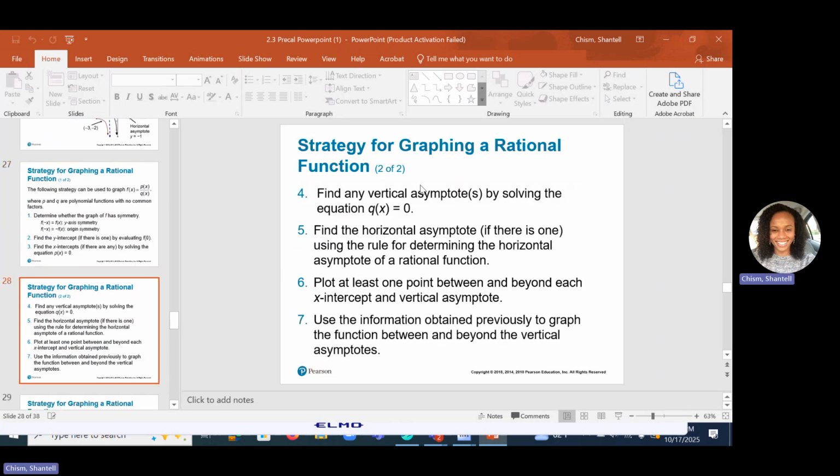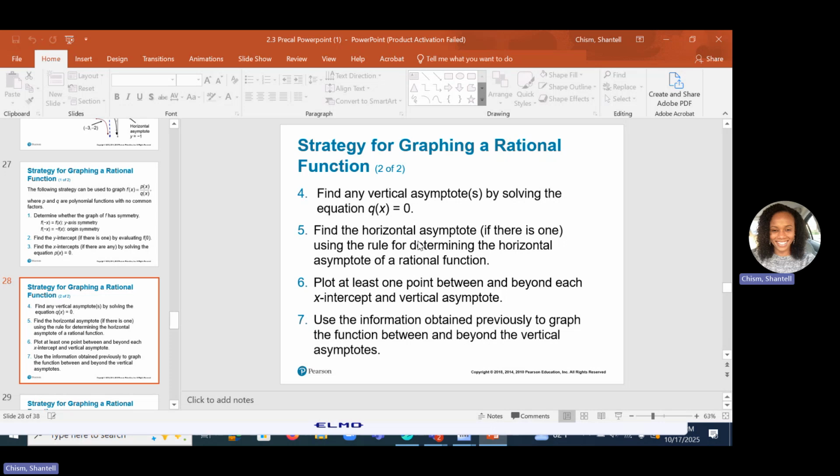Then we'll look and see if we have vertical asymptotes. That's where we solve the denominator by placing it equal to 0. Okay. Then we'll look at finding horizontal asymptotes. So basically, we're compiling all the different steps as far as functions in general, and then specific key factors for rational functions. Because y-axis symmetry and origin symmetry, we talked about even before this section with other functions. So we're going to use that strategy to help us graph.